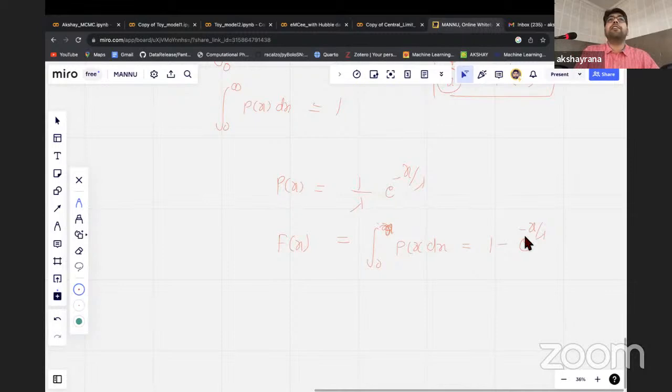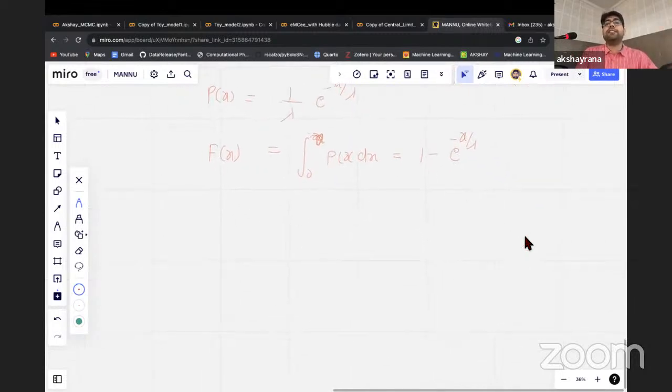If you are convinced with this, that's a simple integration, you don't need to worry. Now I'm going to place this equal to u, where u is a uniform random number between 0 and 1, and make this transformation. So what will x be? x is going to be minus lambda ln(1 minus u). Am I correct? Just check. Oh, sorry, lambda will be above.